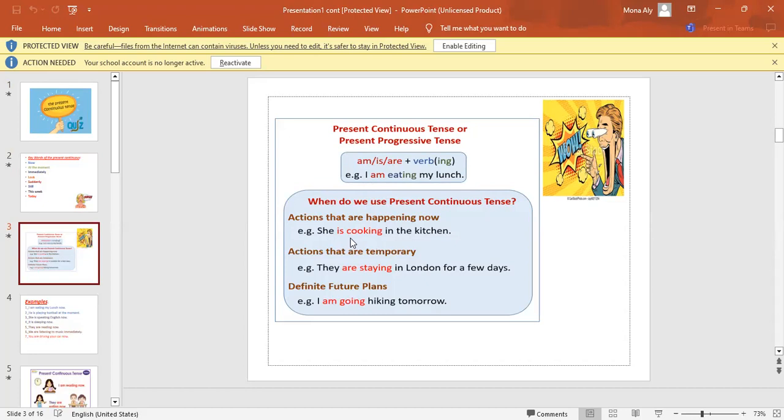Huh? This is which tense? أي زمن ده? This is the present continuous, correct? This is the present continuous. أيوة. They are staying in London for a week, for a few days. Okay, so they are staying, present continuous.